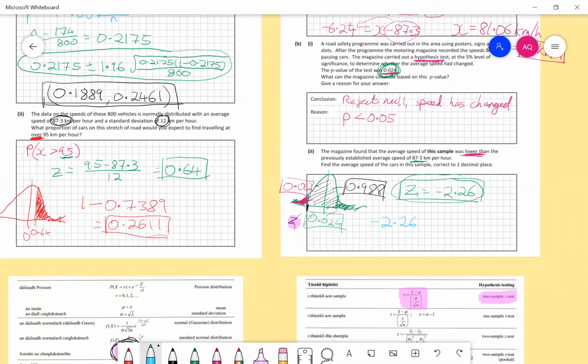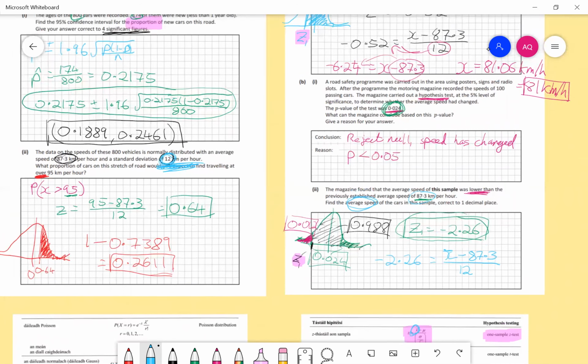What do we want to find? It says find the average speed. Okay, that must be the x bar in this. So x bar is what we want to find. Do we have mu? Well, it said the previously established average was 87.3, so that would be our mu all over. And then we'd have sigma over root n. Well, we can take our standard deviation as 12 from the left-hand side over here, 12 kilometers per hour. So that's our sigma.